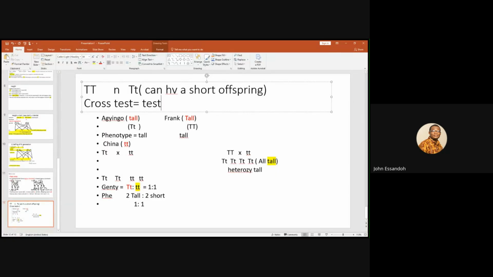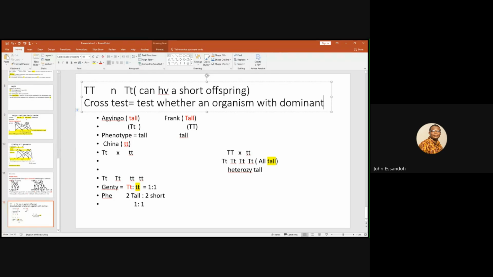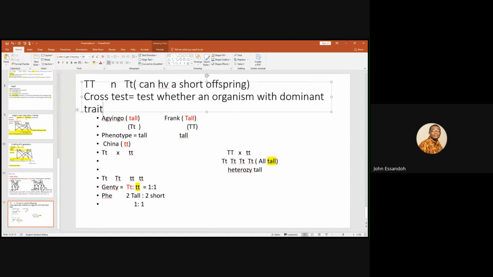Or to tell whether an organism with a dominant trait is homozygous or heterozygous. So you want to know whether this organism having the dominant trait is tall, but is it pure tall or heterozygous tall?